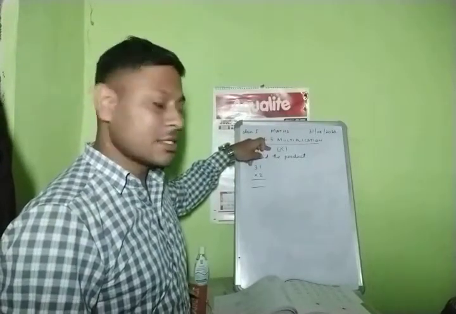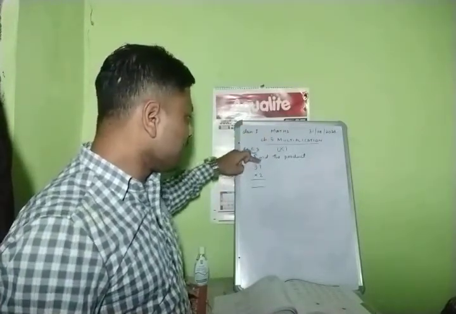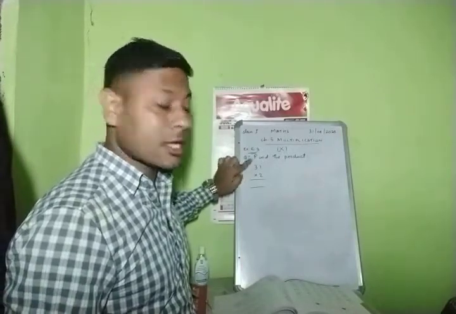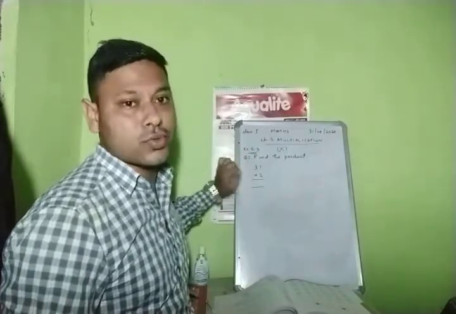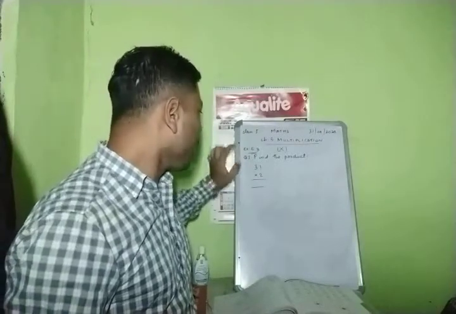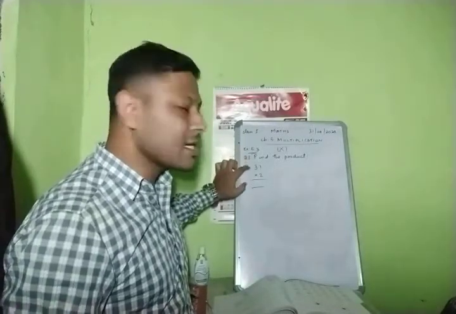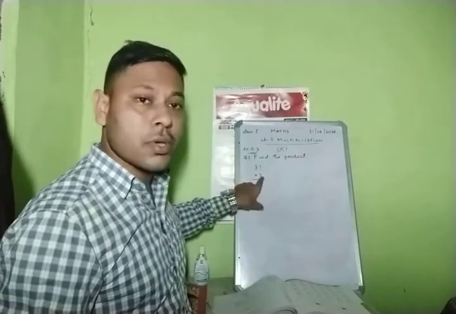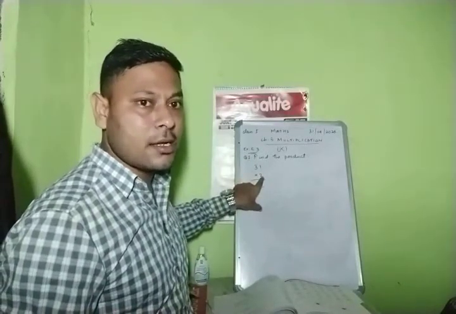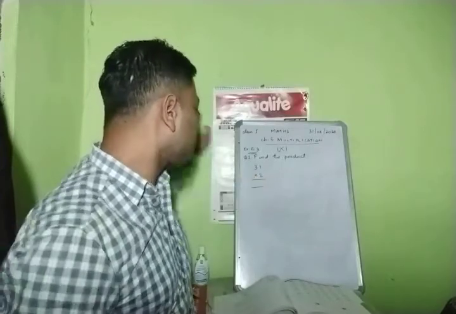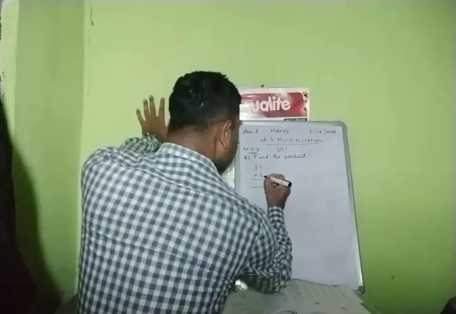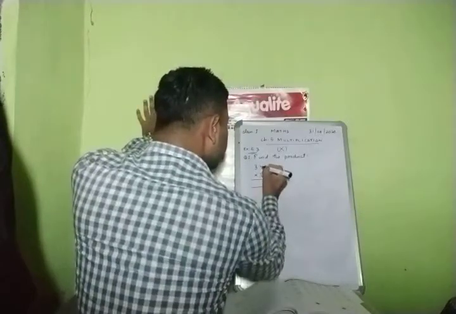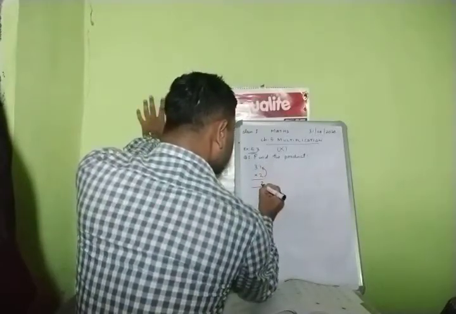See here, 31 cross 2, that means 31 multiplied by 2. Now, when you do this type of multiplication, what you have to do? See this down, a number is there, 2. With this number, first you have to multiply with this first number. 2 into 1. 2 ones are 2.